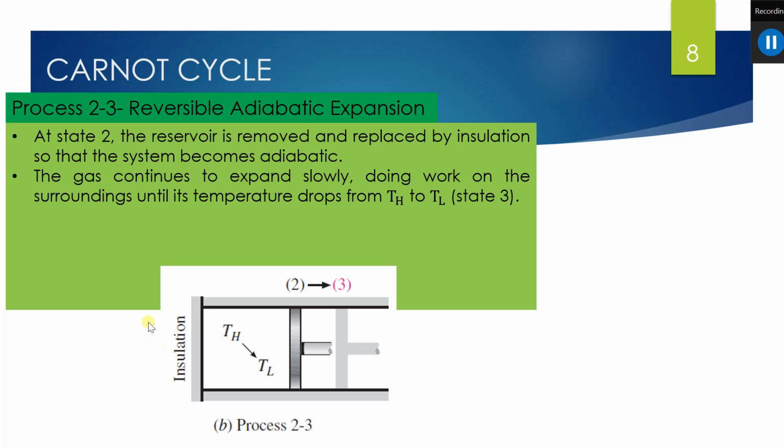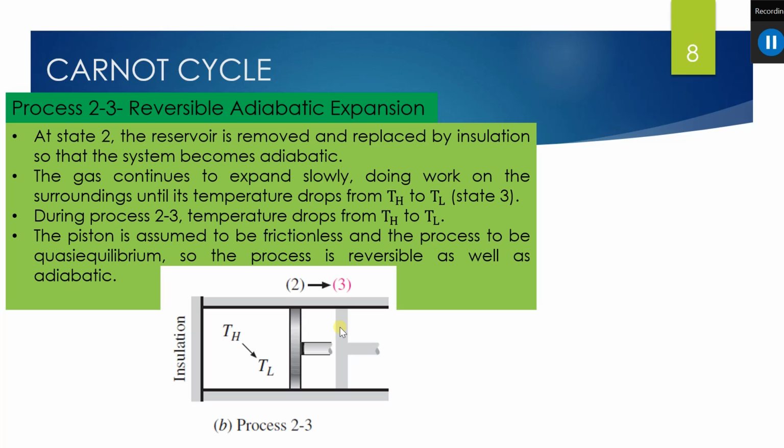And the gas continues to expand very slowly and does work on the surroundings. That means the piston moves from position 2 to 3. Because there is no heat addition in this process, the temperature drops from TH to TL, and it is a reversible adiabatic expansion process. The movement of the piston is assumed to be frictionless, and the process is assumed to be quasi-equilibrium. That means it is a very slow process. Because of that, the process is reversible as well as adiabatic.